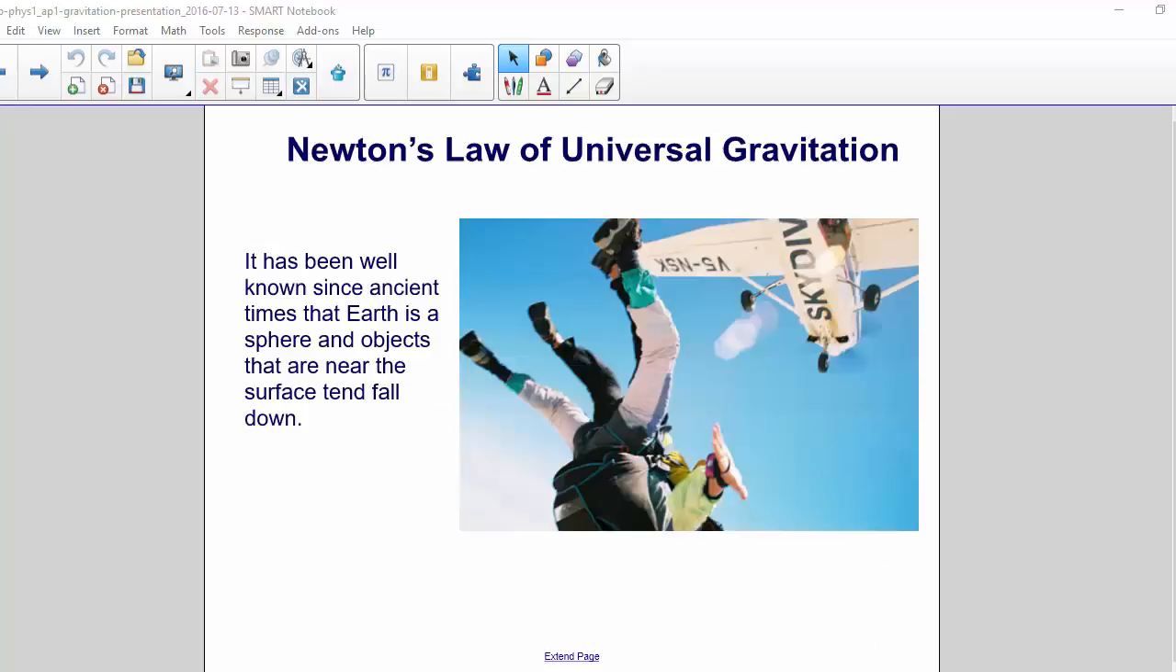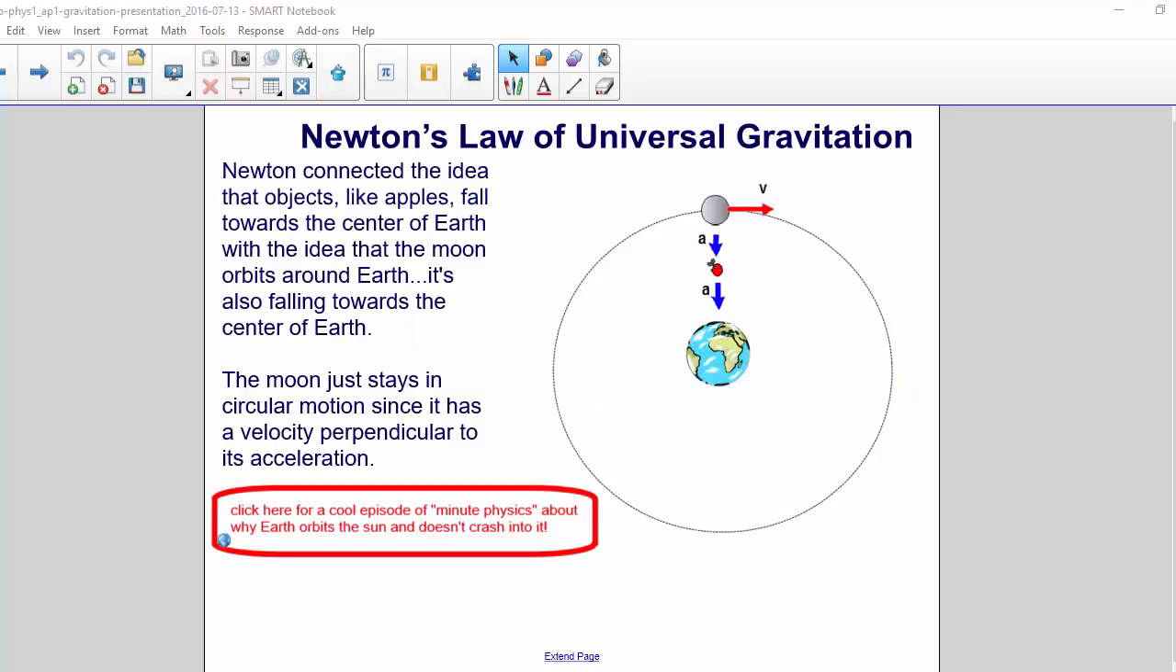Gravitational force. People have known since ancient times that the Earth is a sphere and objects that are near the surface tend to fall down. Newton connected the idea that objects, like apples, fall towards the center of the Earth with the idea that the Moon orbits around the Earth. It is also falling towards the center of the Earth. The Moon just stays in circular motion since it has a velocity perpendicular to its acceleration.